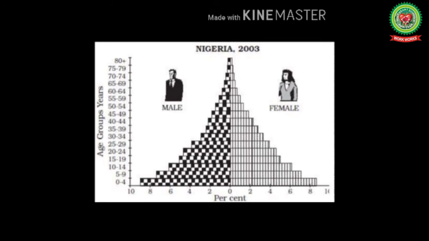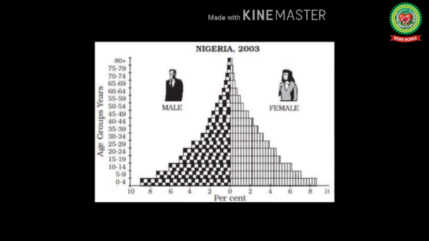In this picture, the percentage of male and female population is taken on the x-axis and the age structure is taken on the y-axis. Here we can see that in Nigeria, the males and females who are below 15 years of age are more in number than the people who are between 15 to 60 years of age. It means that the dependent population of Nigeria is more than the working population.